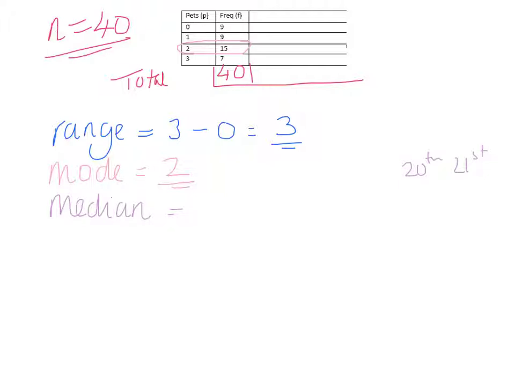So if I go down from the top, I can see the first 9 numbers in my list would be 0, and the next 9 numbers would be 1. So that means the first 18 numbers in my list are 0 and 1. I want to get to the 20th and 21st. My next 15 numbers, so that's from 19 all the way up to 30 something, I know it's gone beyond the 20th number. All these numbers are 2. So I know that my median falls in here, so my median is also 2.